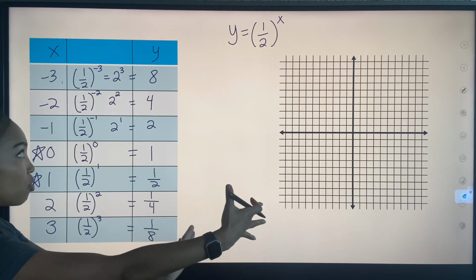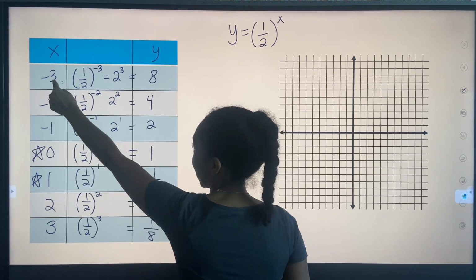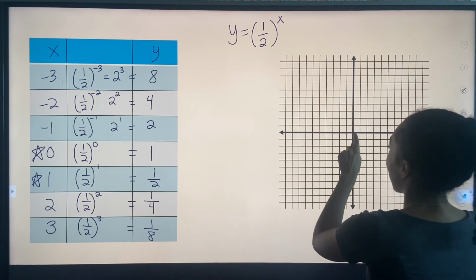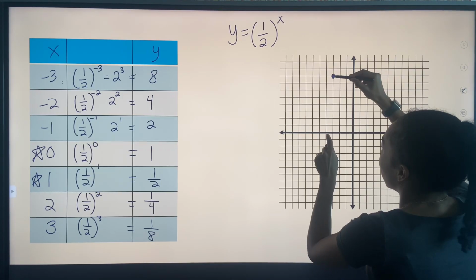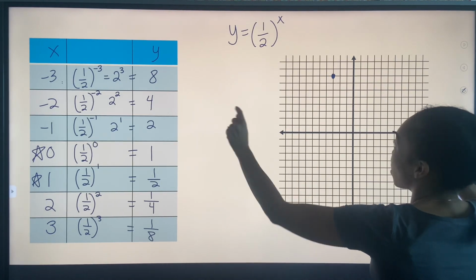So let's go over here and graph it. At -3, you're at 8. So at -3, I'm at 8. At -2, I'm at 4.